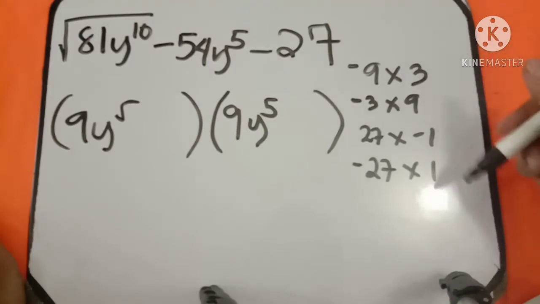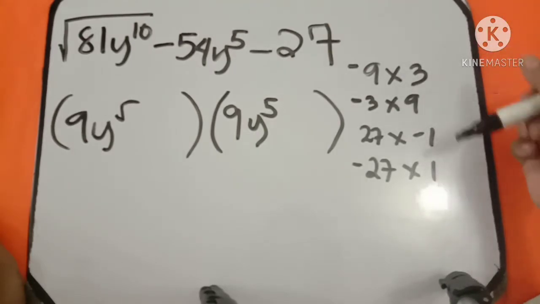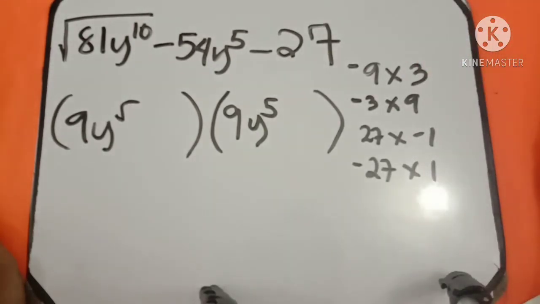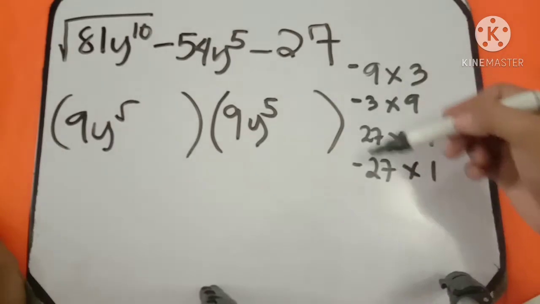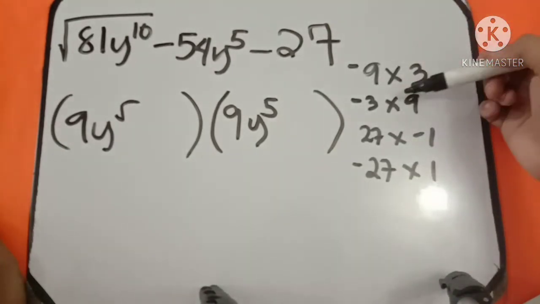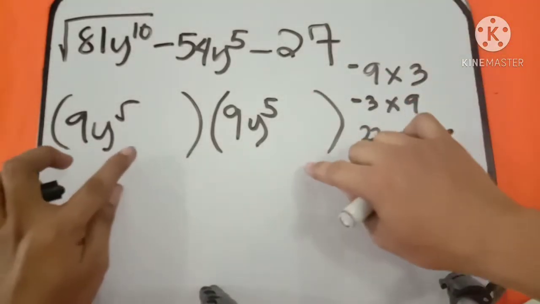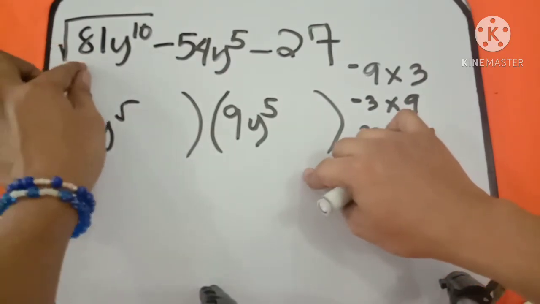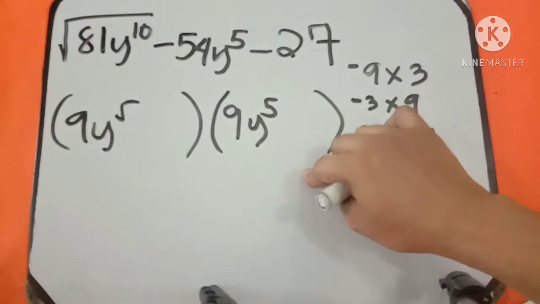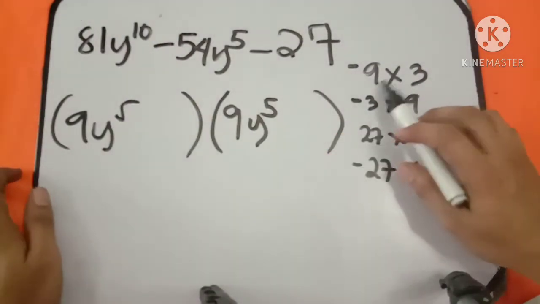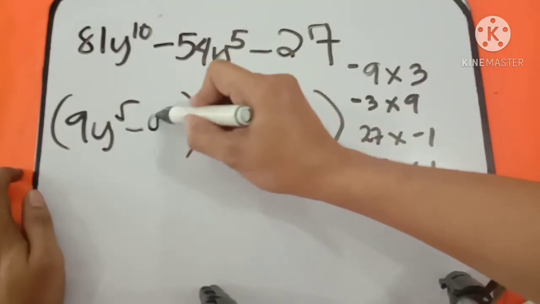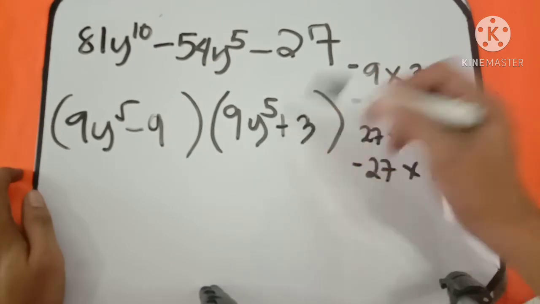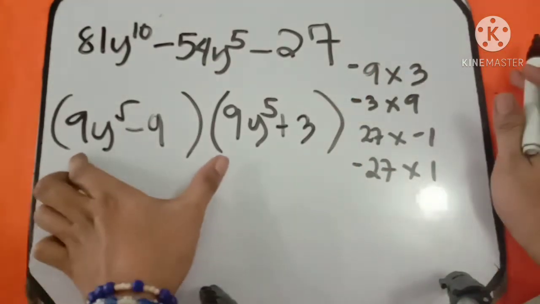Now, aside from these given factors, is there another factor of negative 27? I guess not. So again, we have to use the factors of this negative 27. Then let's use the FOIL method in order to check if we arrive at the given trinomial. Let's check this one: negative 9 and positive 3. Then we use the FOIL method.